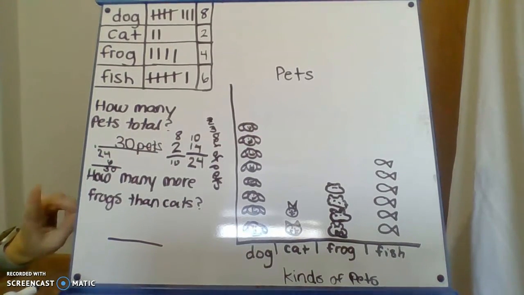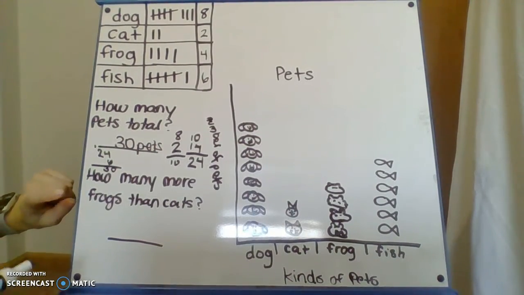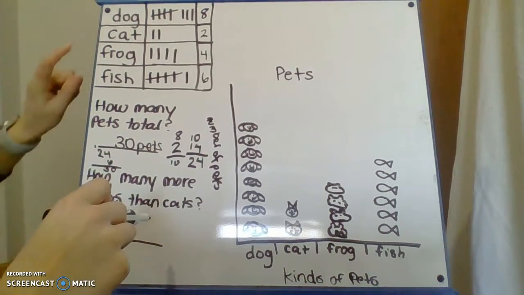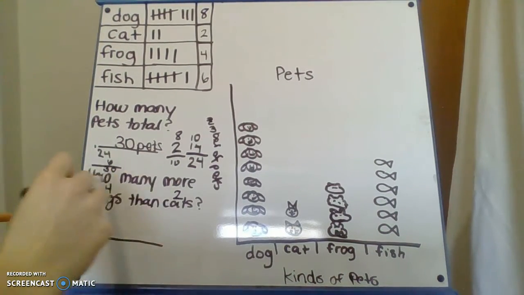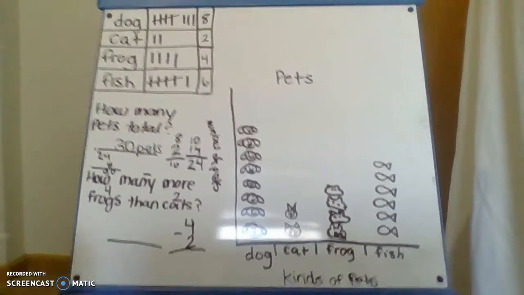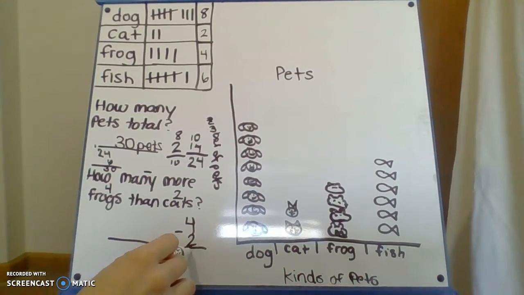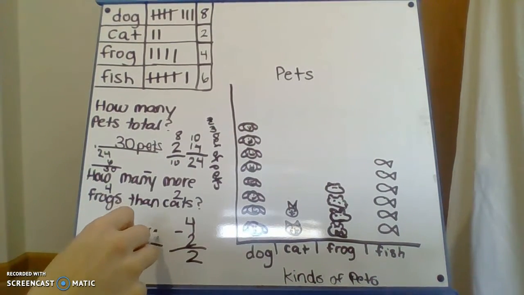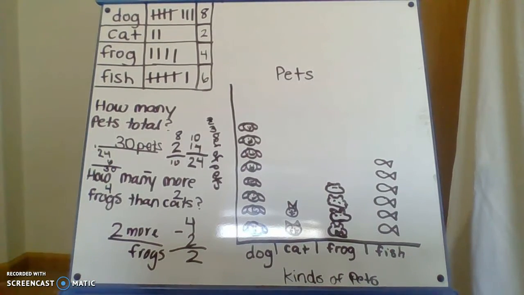Then it says, how many more frogs than cats? Frogs, you look. You have 4, and we write it right on top. Cats, we have 2. How many more is going to tell you to subtract? So you're going to do 4 minus 2, which is going to give you 2. 2 more frogs. Okay, so that's a picture graph.